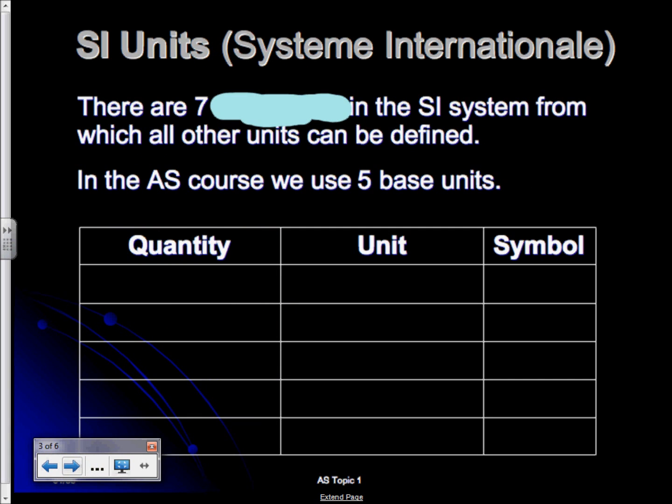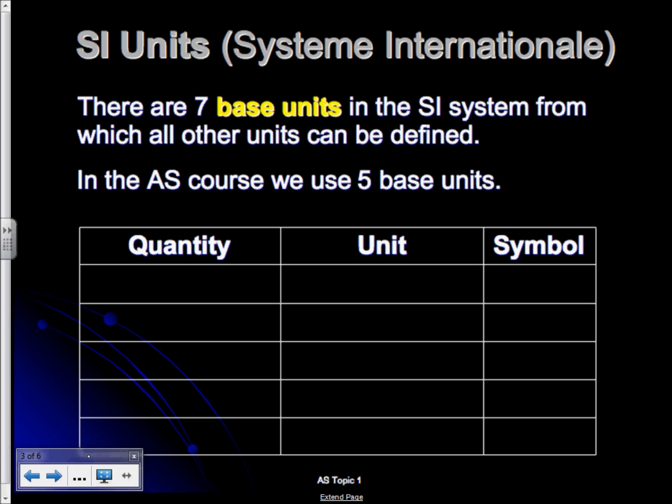All right, the SI system, System International, there are 7 what we know as base units in the SI system, but as far as the AS course is concerned, we just use 5 of those, and you can get those base units from the learning outcomes. Just to give you the first one, it's going to be length as the physical quantity, the thing that you actually physically measure. The unit that it's measured in is the meter, and then the symbol that we use for the unit is little m. So I want you to fill in that table with the rest of those physical quantities.